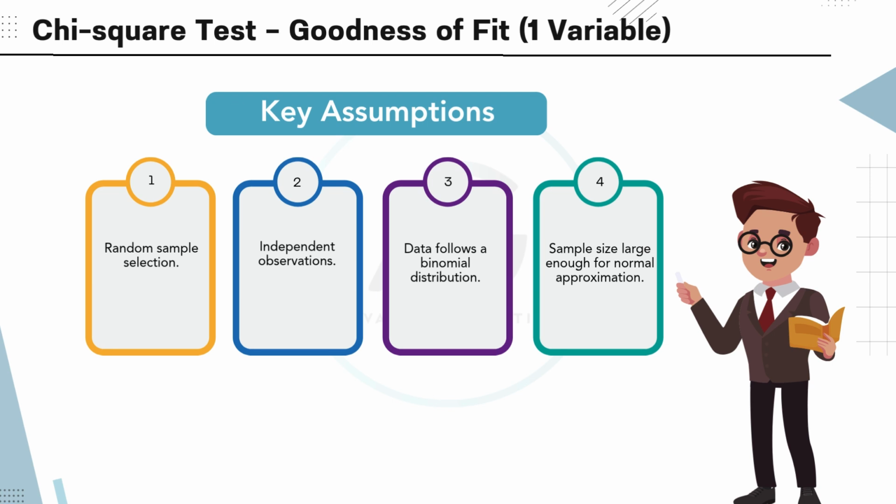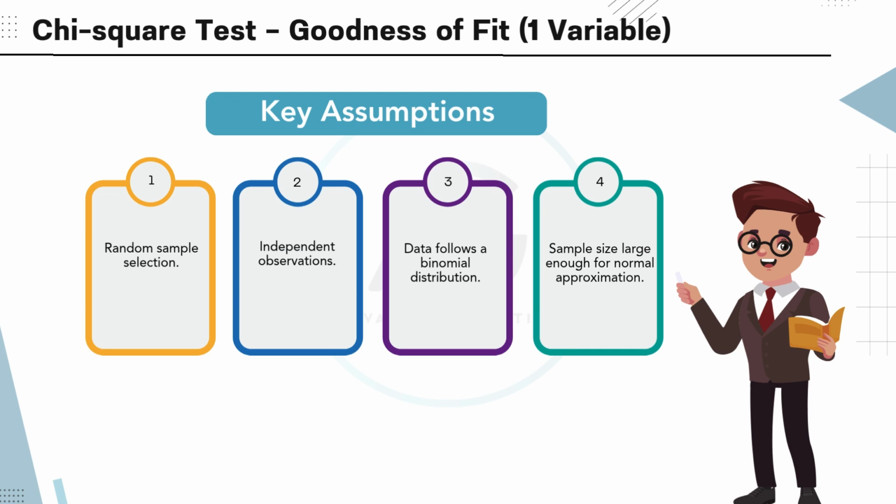2. Independent observations. Each data point must be independent of the others. That means the outcome of one observation shouldn't influence the outcome of another. Violating this assumption could inflate or deflate your chi-square statistic.